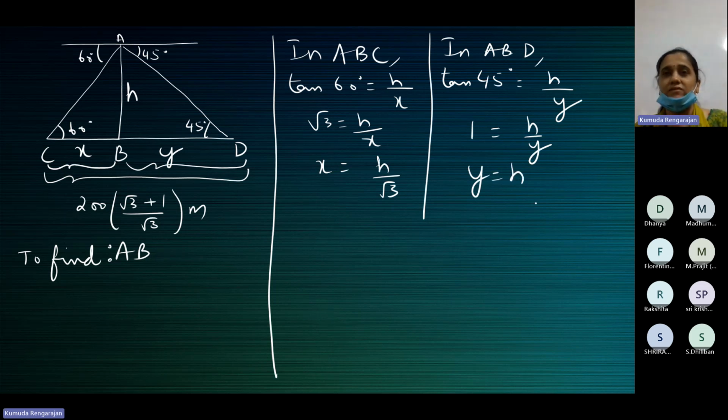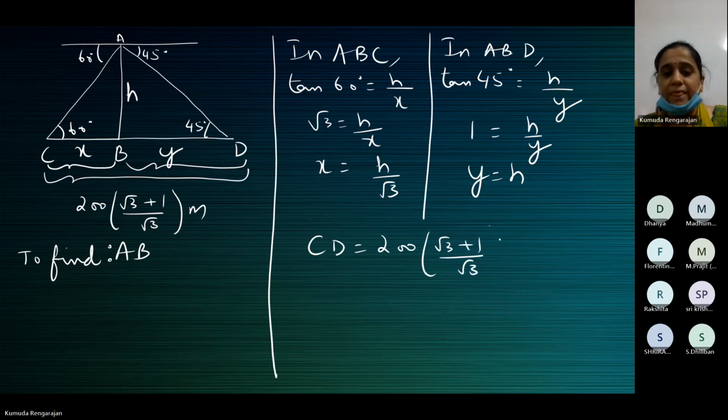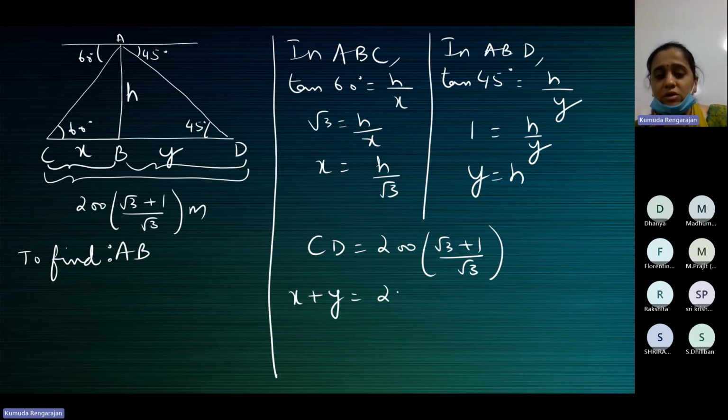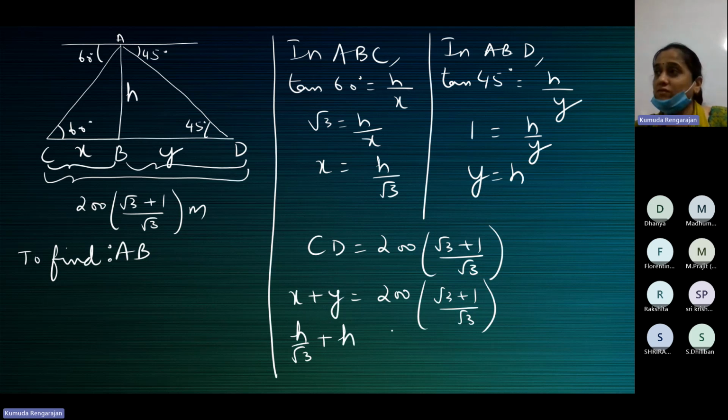Now we got X and Y. We wanted to find X and Y, and we got X and Y. Now what is CD? CD is equal to 200 into (√3 + 1)/√3. Now what is CD? X plus Y. X plus Y is equal to 200 into (√3 + 1)/√3. Now what is X? H by √3. What is Y? H. So like this, we've got H, and that's what we have to find. We have to find the value of H, which is the height of the lighthouse.